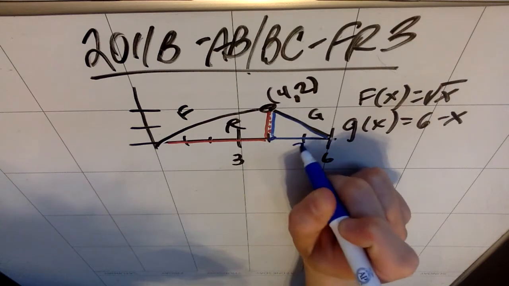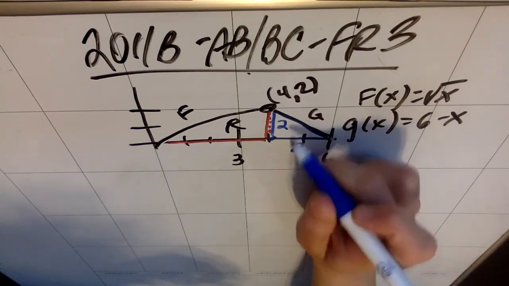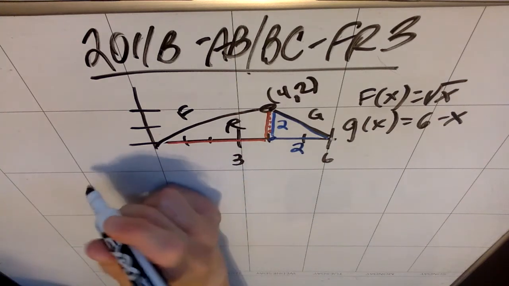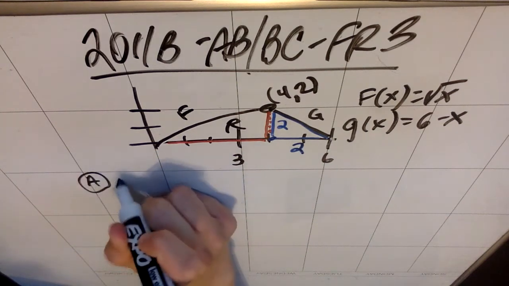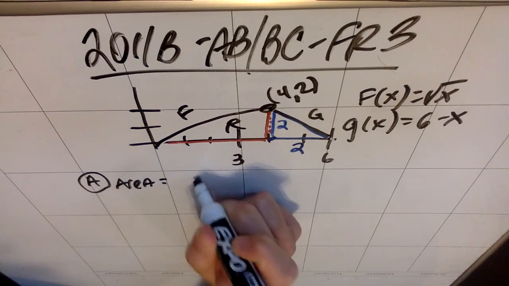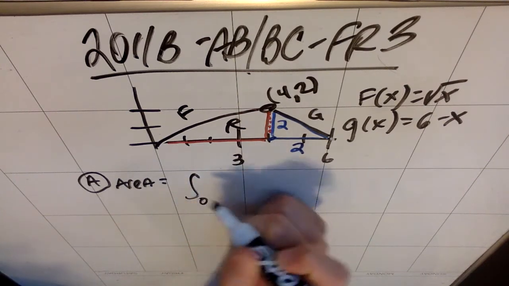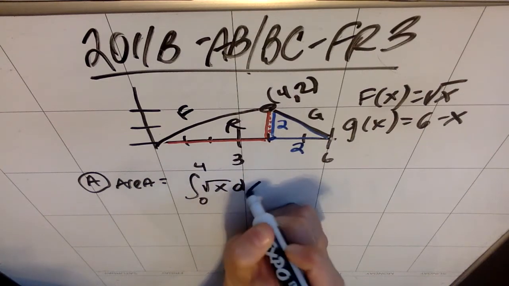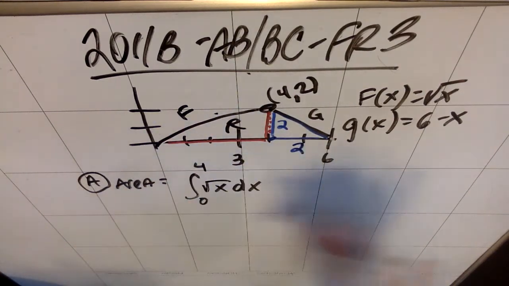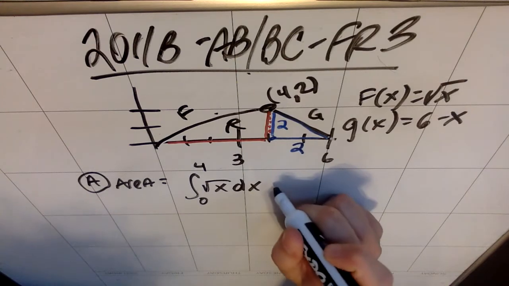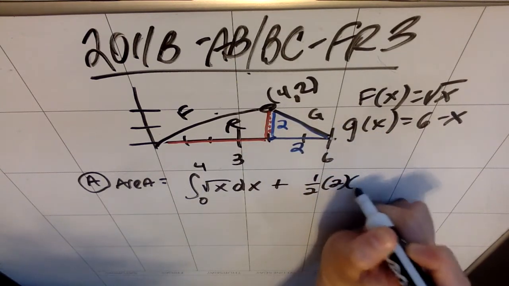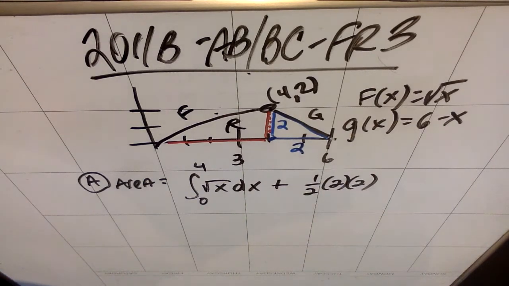I would argue that the g curve is pretty easy. To go from 4 to 6 has a base of 2. This is also a height of 2. So I can find the area of the triangular region pretty easily. So when I go to do part A, my area is going to be the integral from 0 to 4 of the f curve with respect to x, because it's technically the f curve minus the bottom curve, but the bottom curve is 0, plus the area of this triangle, which is going to be 1/2 base times height. You could also find the triangle by integrating, but it seems like a silly thing to do.